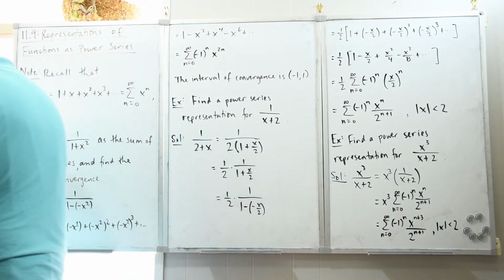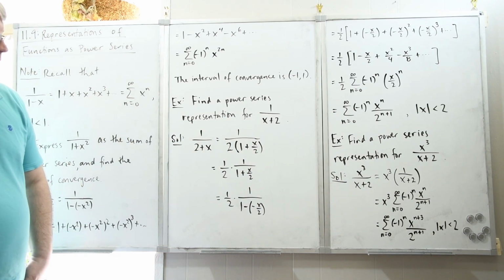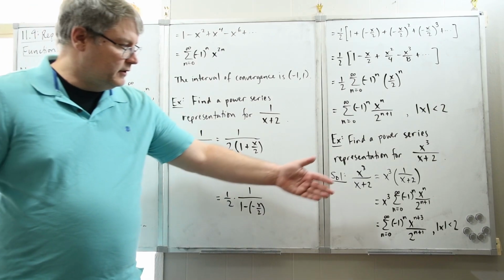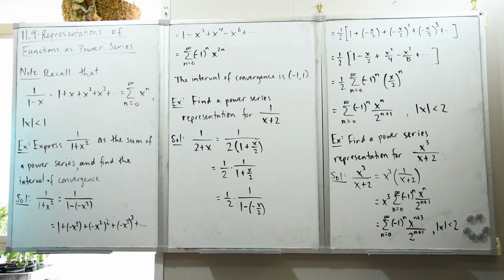And we'll still have the absolute value of x has to be less than 2. You're still going to have the same common ratio of negative x over 2, so that part hasn't changed at all. And so our interval of convergence will not have changed. All right.